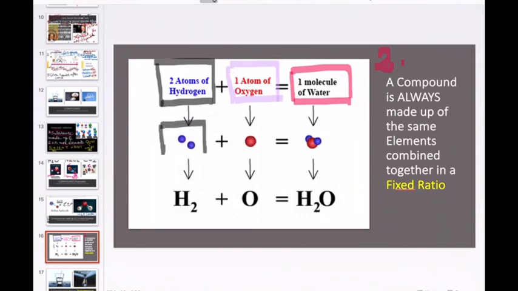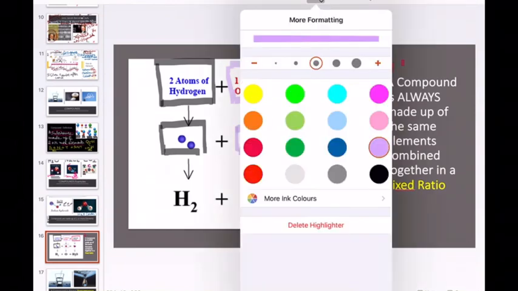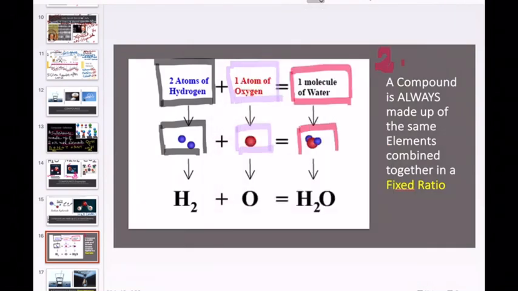2 atoms of hydrogen combine with 1 atom of oxygen to produce, always, 1 molecule of water. It never happens that you take 2 atoms of oxygen and 1 atom of hydrogen, or 3 atoms of hydrogen and 2 atoms of oxygen. No, it is always 2:1. 2 atoms of hydrogen and 1 atom of oxygen to produce 1 molecule of water. So this is what is termed as fixed ratio.